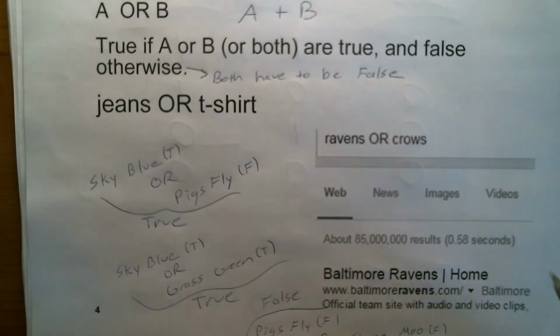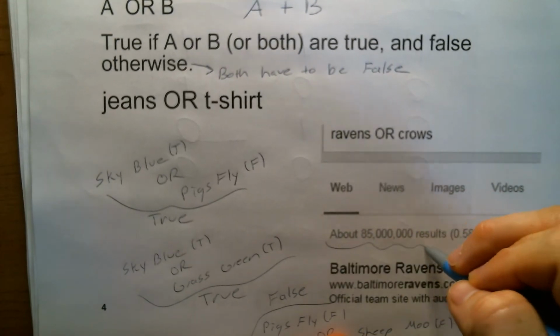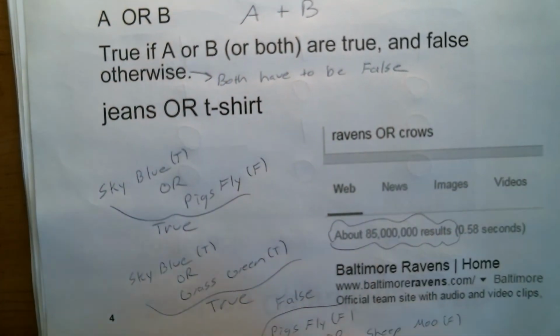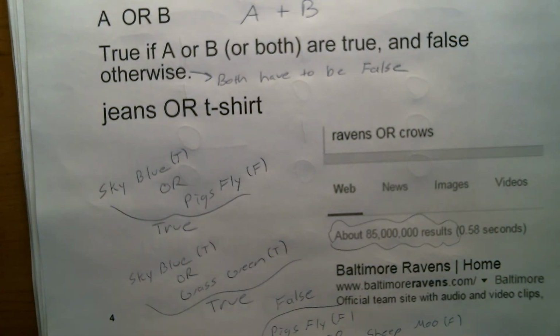Now again, going back to our ravens or crows, just notice that this number is a whole lot bigger because now we're saying, all right, you don't have to have both. If you have one, great. If you have the other, great. And if you have both of them, great. We're willing to accept any one of those as a valid result.